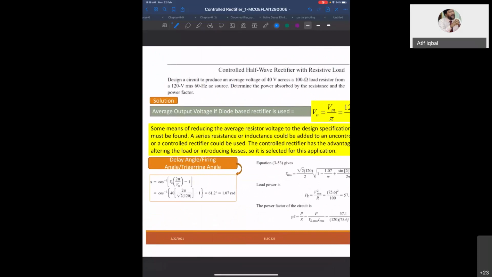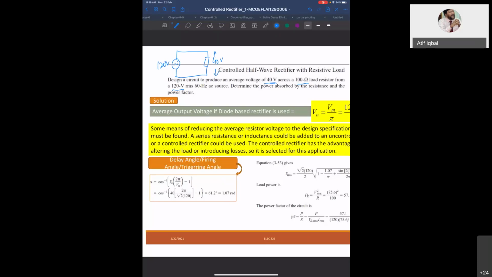So now this is the problem. Design a circuit to produce an average voltage of 40 volt across a 100 ohm load from a 120 volt RMS 60 hertz AC source, and determine the power absorbed by the resistance and the power factor. So what we have to find out is the angle. We have to design a circuit to produce an average voltage of 40 volt. Your source is 120, but across the load you want 40 volt. So how can you get this?